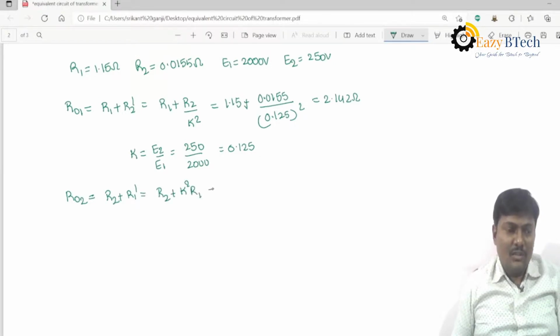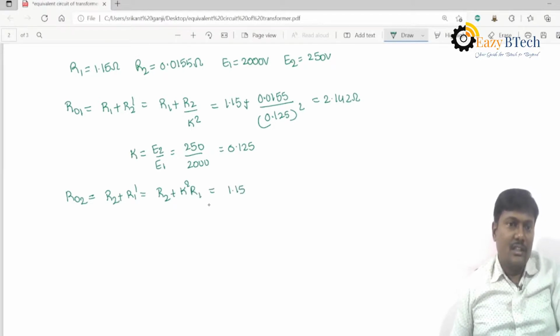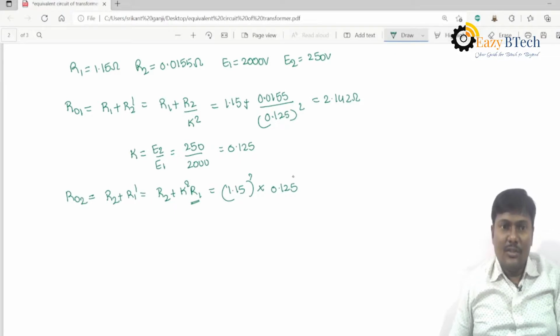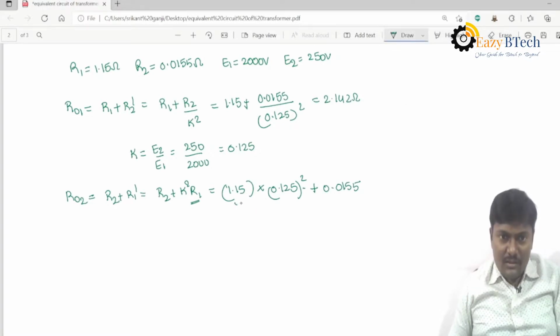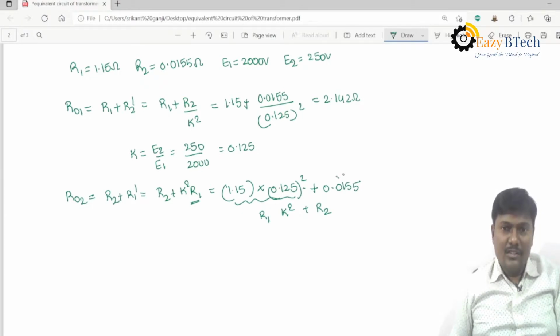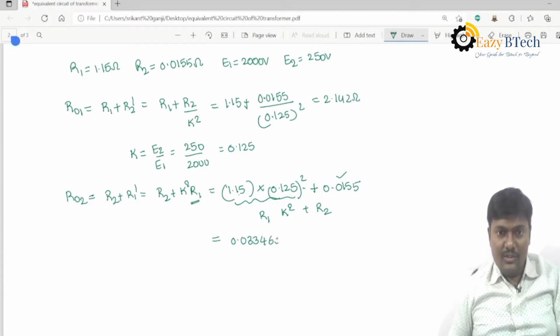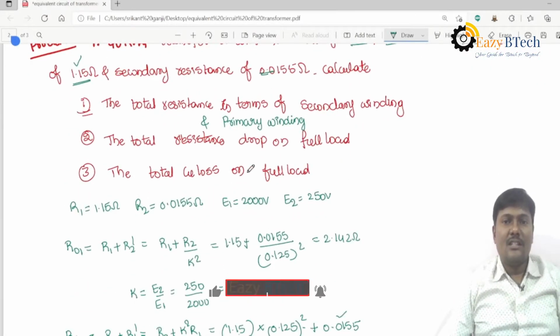The total resistance when referred to secondary, R02, is equal to R2 plus R1 dash, that is R2 plus K square times R1. R1 is 1.15 into K square, K square is 0.125 whole square, plus R2, which is 0.0155. Students, don't confuse here: this is K square R1, plus this one is R2. So 0.0155 plus 1.15 into 0.125 whole square, then I will get 0.03346 ohms.